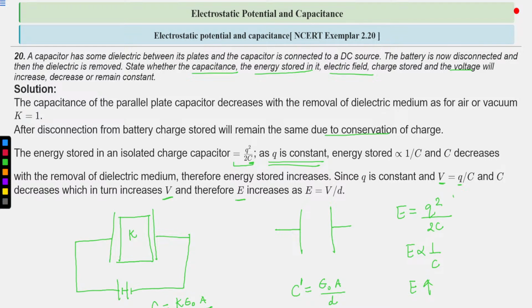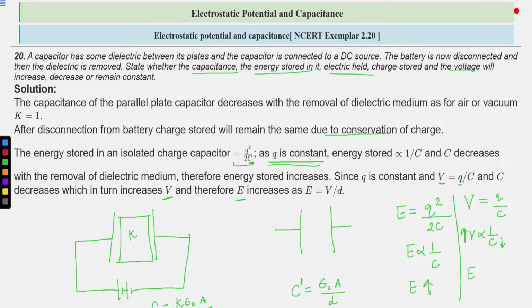Second thing, the potential difference between the plates is equal to Q by C. Since Q is conserved, V is inversely proportional to C. So as C is decreasing, this potential difference will increase. So V increases. So also electric field.